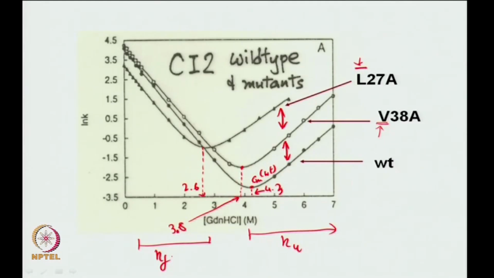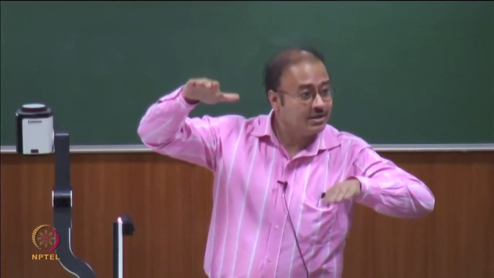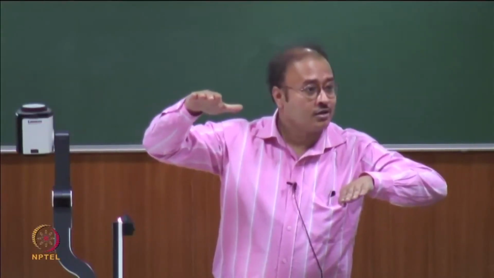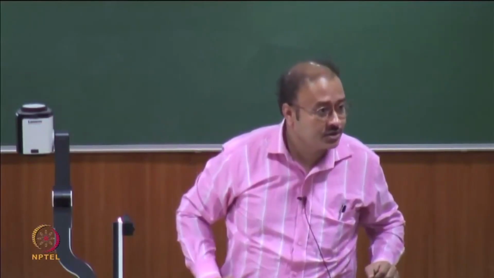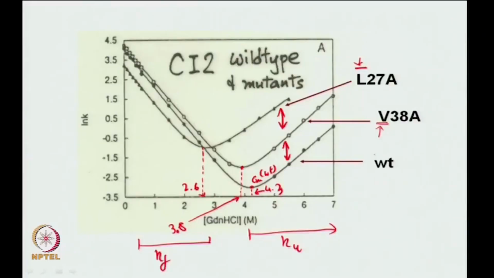See, the energy between U and Ts has not changed. That means no matter what mutations you have done, possibly the difference between U and Ts has not been affected that much. And as a result, the difference between the corresponding Kf's is not that huge, especially if you look at the wild type and V38A.